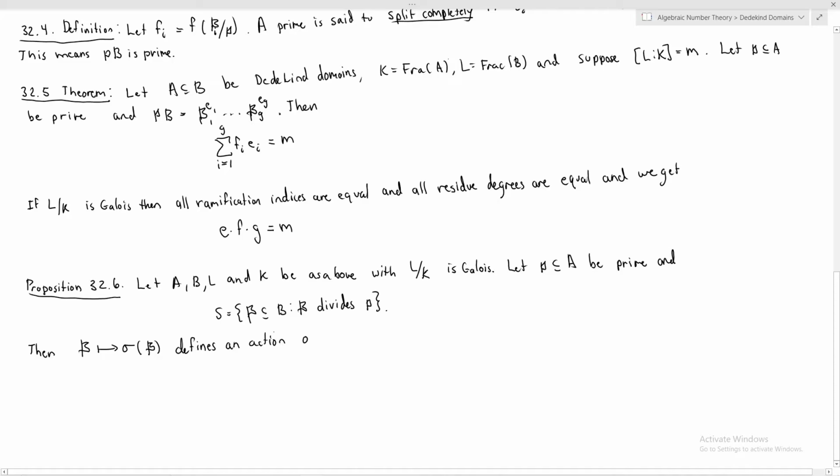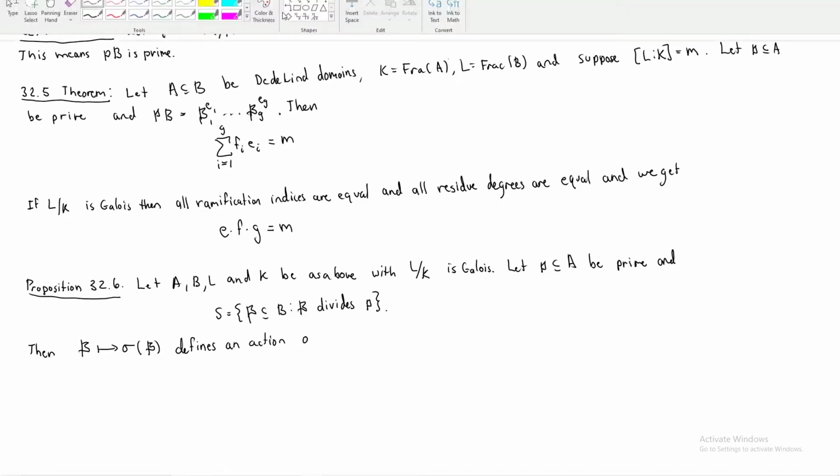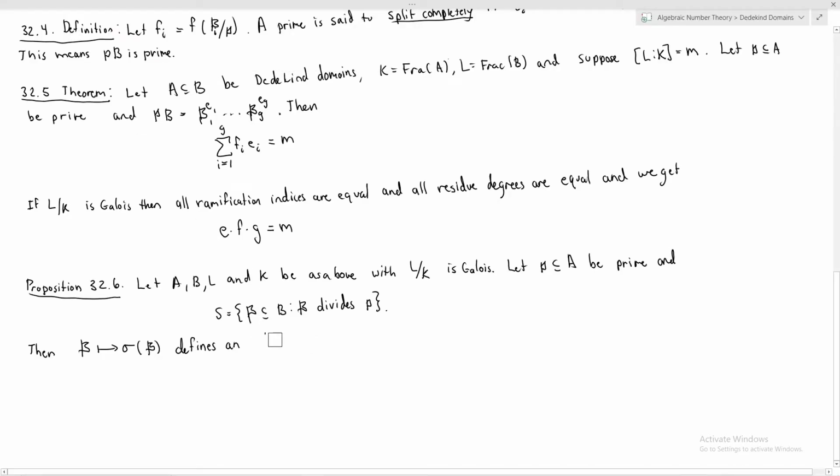And it's not just any action. In particular, this action is transitive. So this finds a transitive action. And this action, again, will be useful later in the course. But it's going to be first useful for proving this theorem.